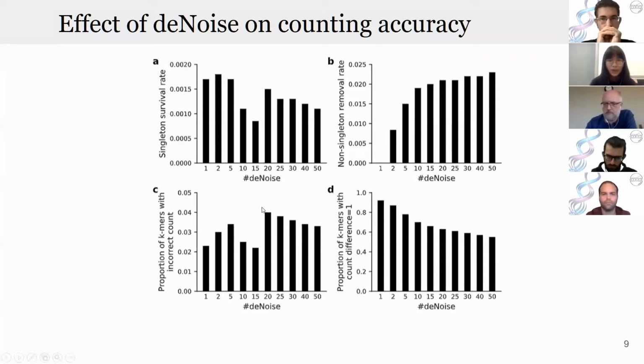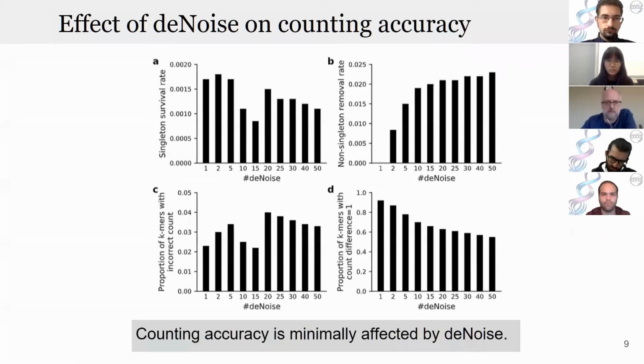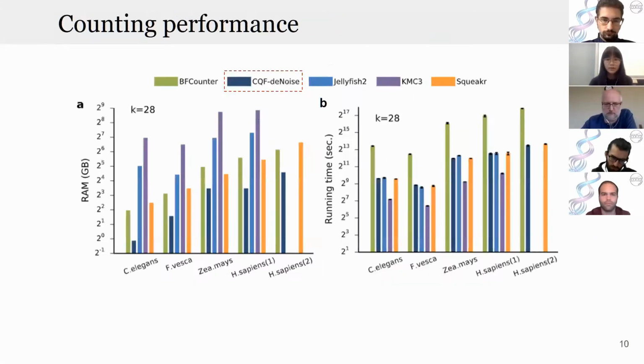And next, we directly compared the k-mer counts computed by our method and the actual counts. Panel C shows that less than 4% of the k-mers had an incorrect count, and among them, more than half had a count difference of only 1. Together, those results suggest that the counting accuracy is minimally affected by the denoise.